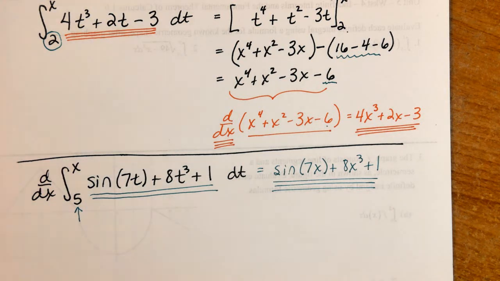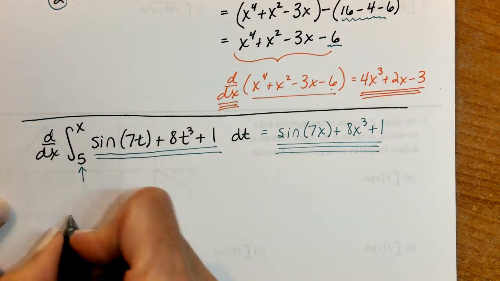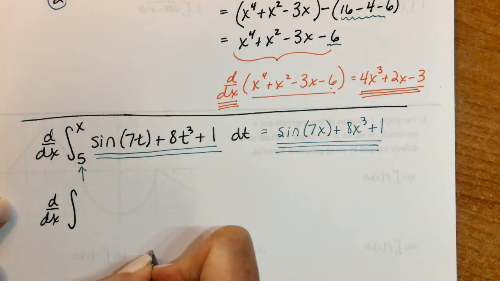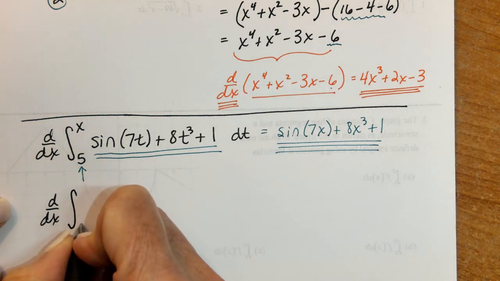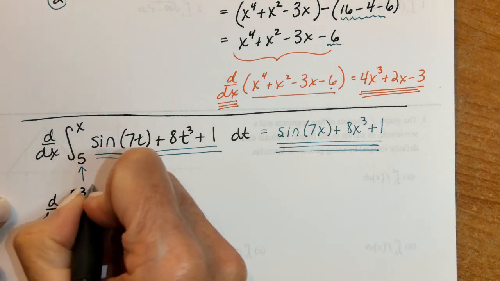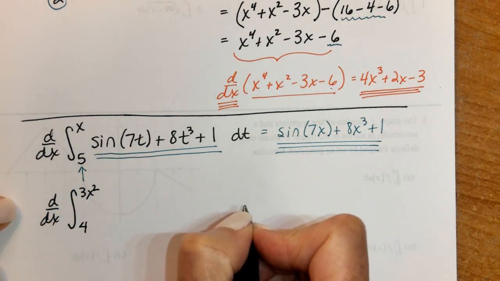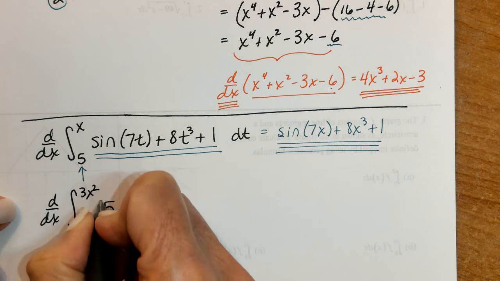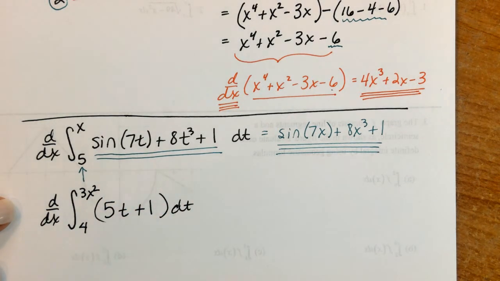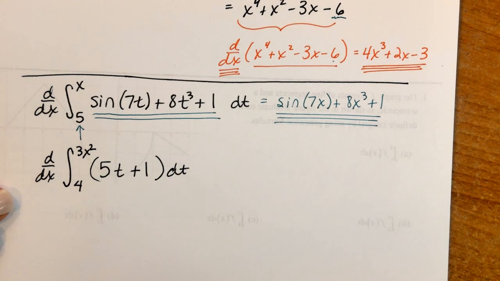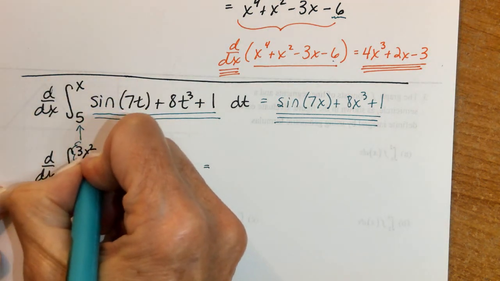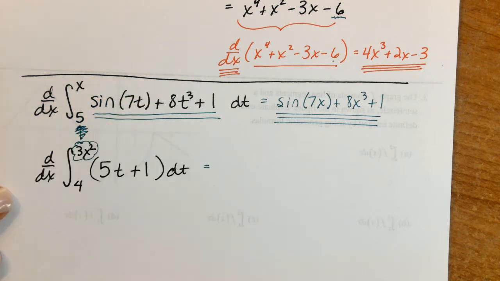All right. Now let's consider this one. The derivative of, let's go from 4 to 3x squared, not just an x. And let's just make this 5t plus 1. Okay? All right. Well, this is not just an x this time, right? This is not just an x. It's a 3x squared.